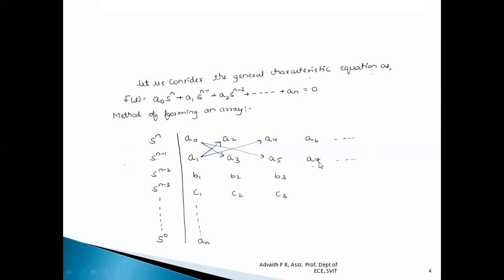Next, after the first two rows of the Routh array are filled, we have to fill the remaining values in the Routh array by using a formula. Here I have written b1, b2, b3. We get b1 as follows: b1 is equal to a1 multiplied by a2 minus a0 multiplied by a3, divided by a1. This is the formula which we use to find the value of b1. I'll repeat once more.